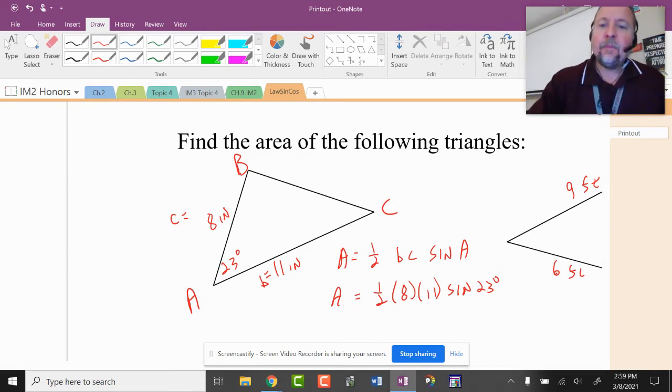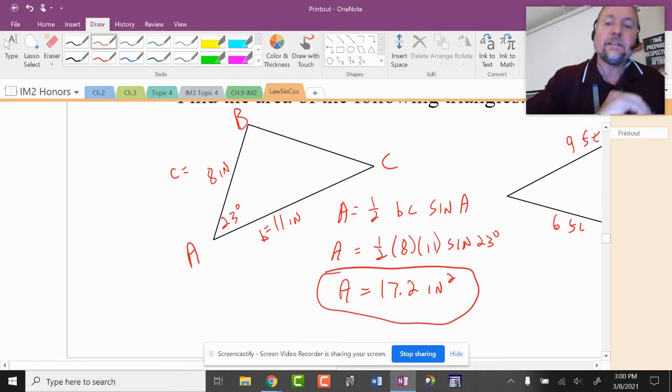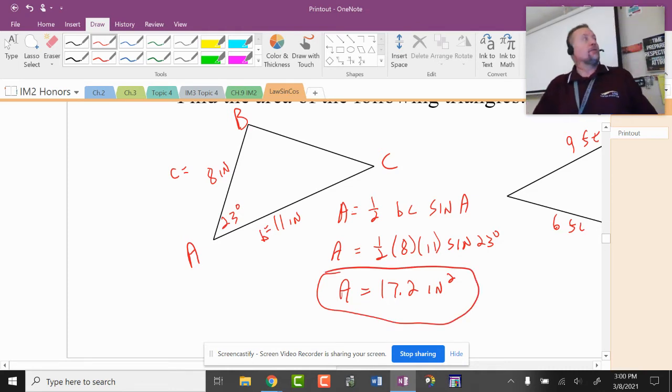17.19 blah. 17.2. We'll go to the tenth again, like today. Thanks for asking in class, what are we rounding to? Sorry, I forget that sometimes. Inches squared, though. Remember, this is an area, so that's why I wanted to cover that real quick.